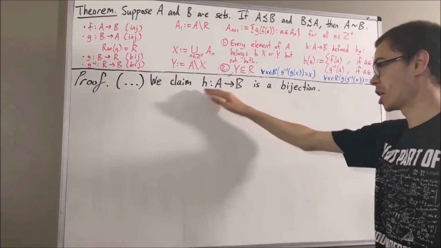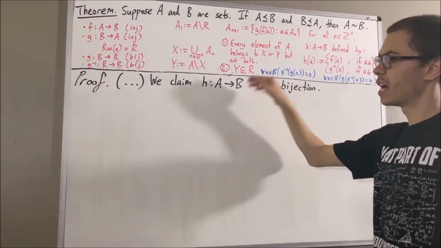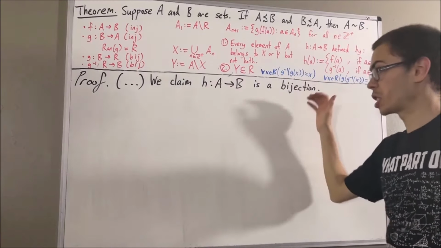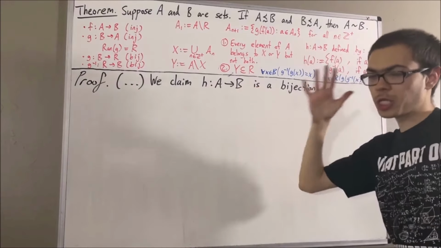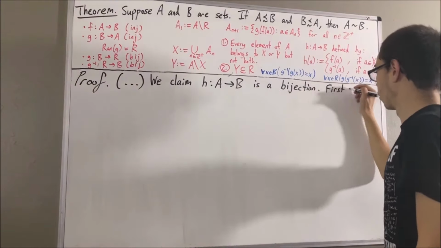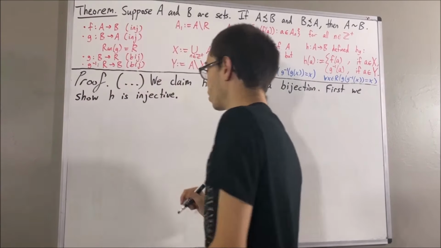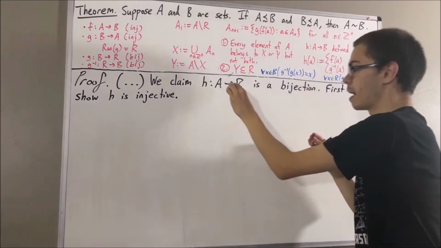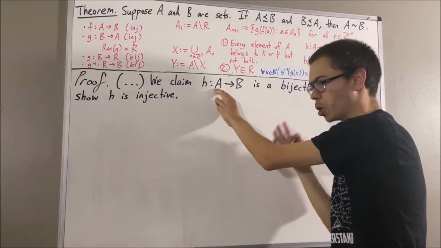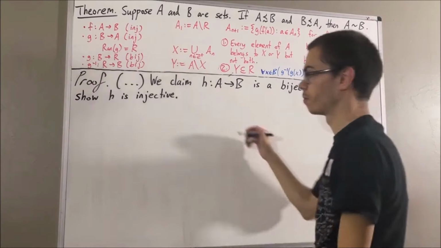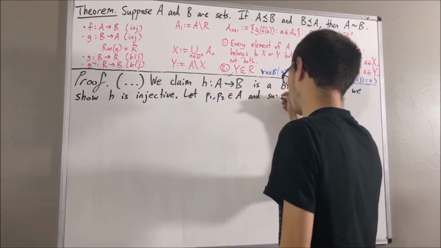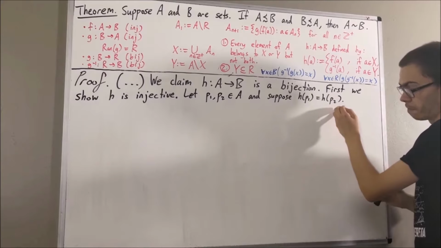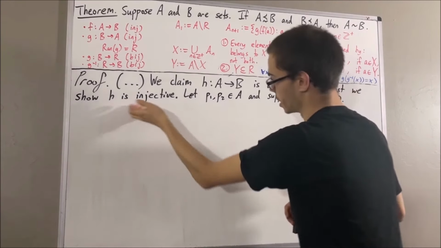So now let's show that H is a bijection from A to B. And to show this, we're going to show that H is injective, and then we're going to show that H is surjective to B. Let's start by showing that H is injective. To show that H is injective, let's give ourselves two elements, p1 and p2 in A, and suppose H of p1 is equal to H of p2. From here, all we want to do is show that p1 is equal to p2. If we can show that, then that will show that H is injective.